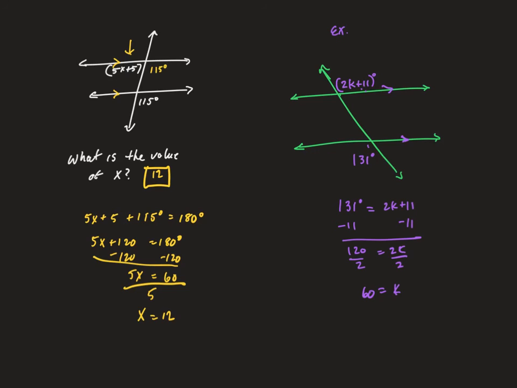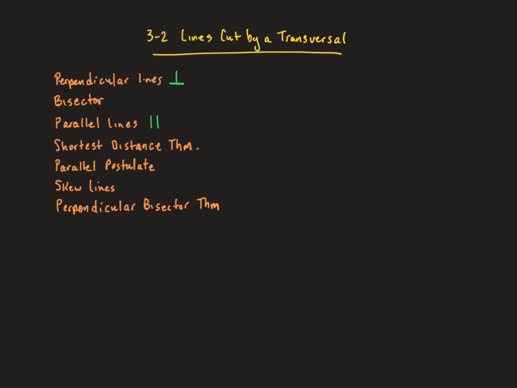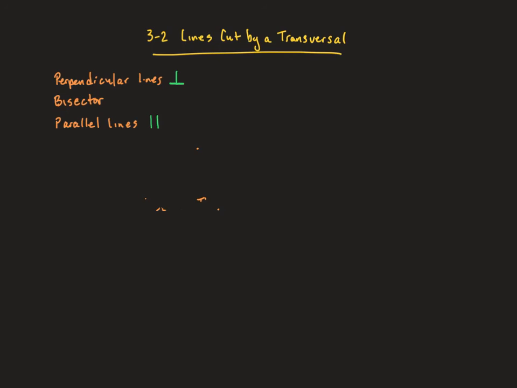Relatively easy. So if you have any questions, working with these lines cut by a transversal, we did need to understand perpendicular bisectors, perpendicular lines, and parallel lines. And this shortest distance theorem, yeah, we can go ahead and get rid of that because I was actually taking that from the wrong group of notes, my bad. But we got the information we needed here, talking about angle pairs.